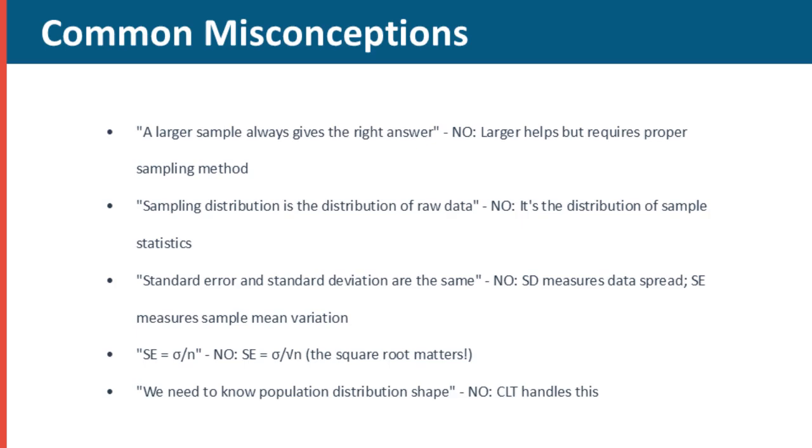Misconception number 5: we need to know the population distribution shape before using the sampling distributions. Again, wrong. We have the central limit theorem, which can handle this. Even if the population is wildly non-normal, the sampling distribution of the mean is approximately normal. Understanding sampling distributions means cleaning up all these misconceptions. They are fundamental to getting statistics right.